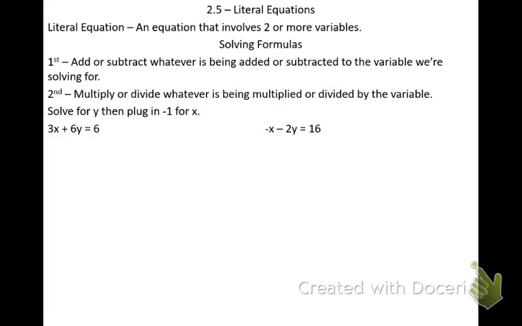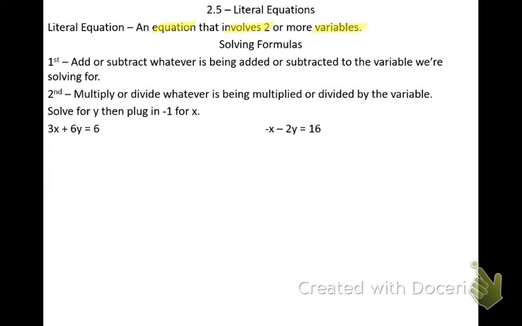This is section 2.5, literal equations. A literal equation is an equation that involves two or more variables. Up until now, we've just had one variable on either both sides or one side.